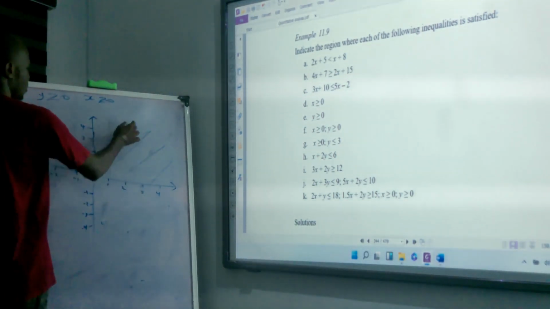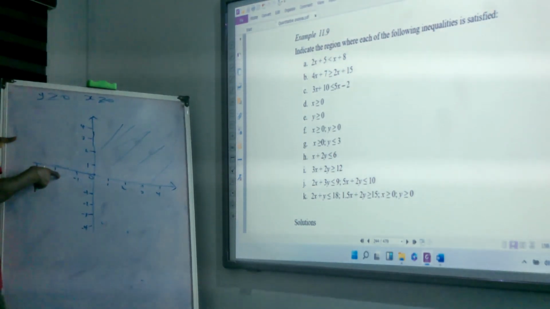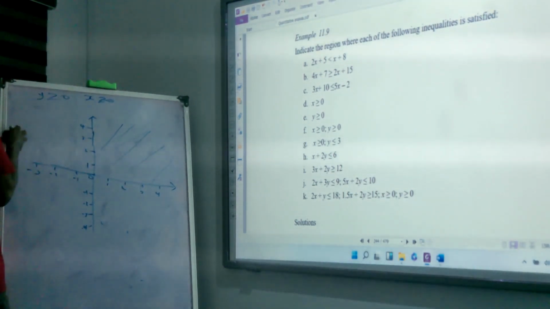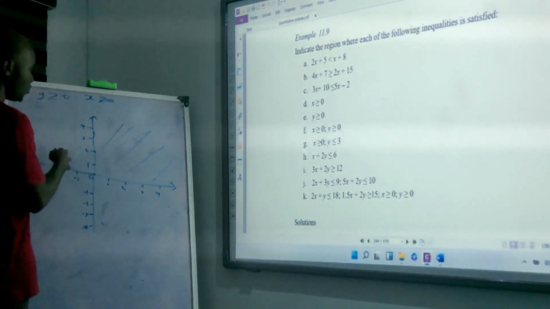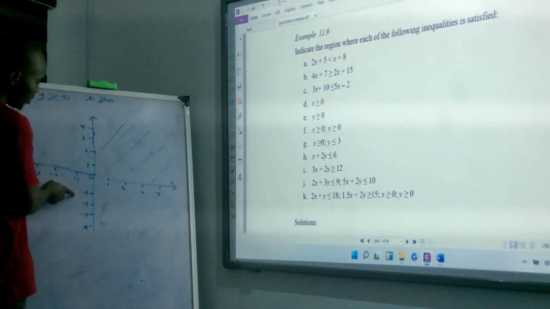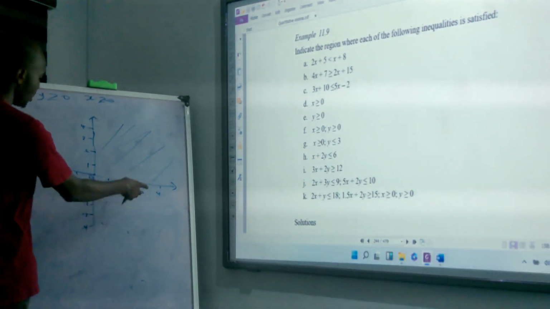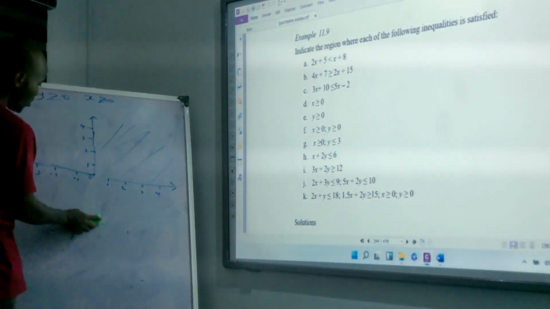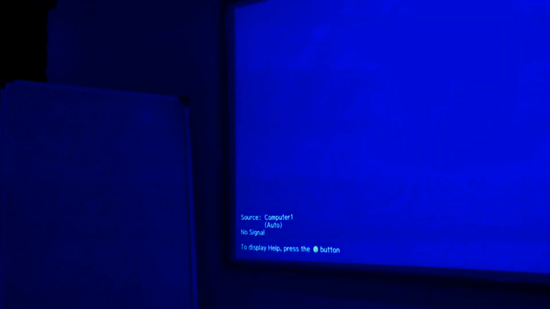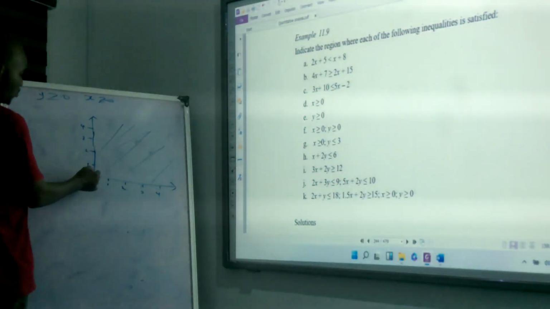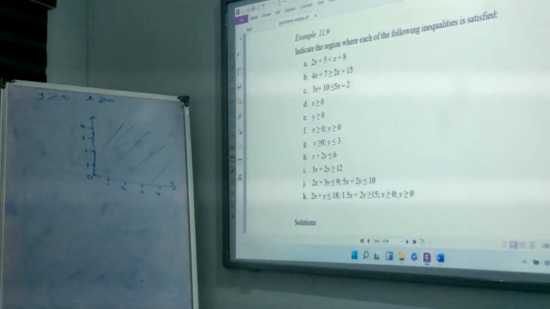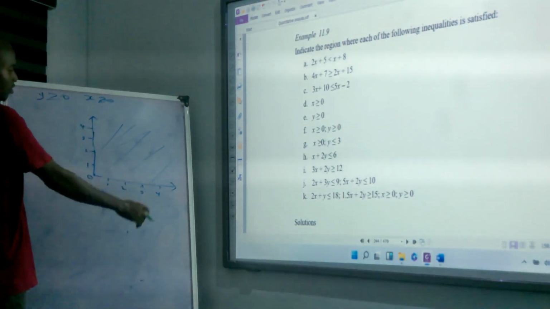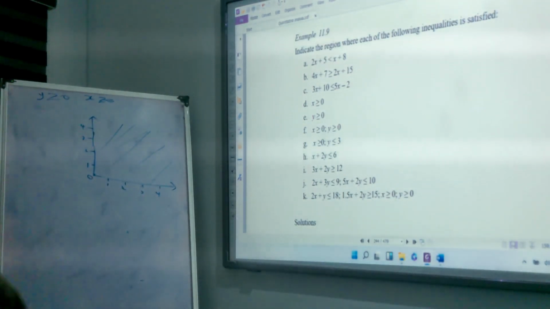But at this point, x is negative, y is positive, so it's out. Because we are looking for when both are positive. At this point, both are negative. At this point, x is positive but y is negative. So all of the three sides are left out. So what we are dealing with is just this portion here. Sorry about the light. All negative sides are left.